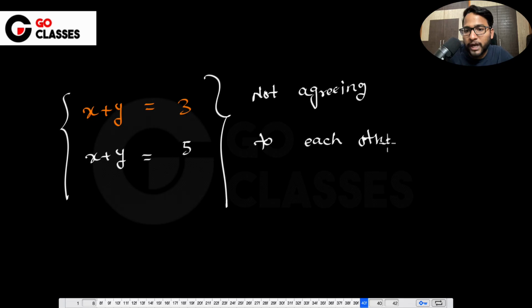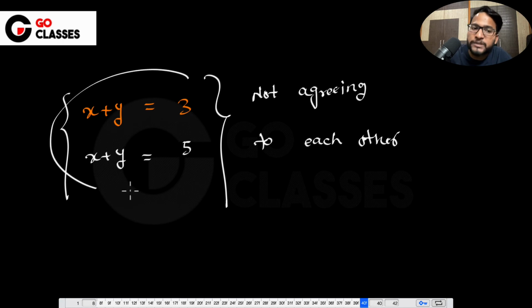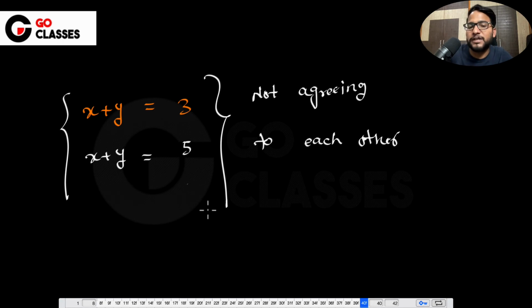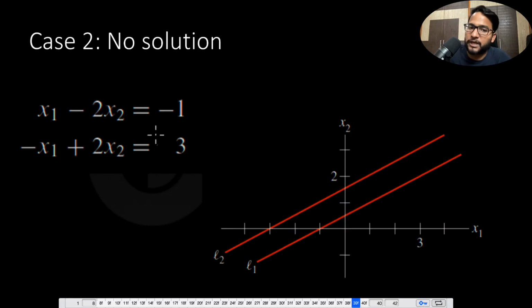So you put whatever value you want to put for x and y. It doesn't matter, because these two equations cannot be satisfied simultaneously. So that is why there is no solution, because these two equations are not even agreeing to each other. Similarly, this is happening here, that these two equations are not even agreeing to each other.